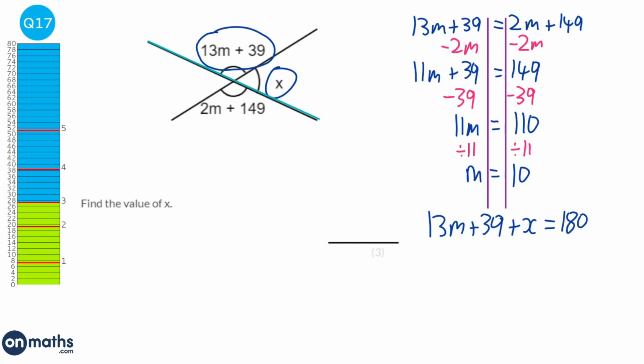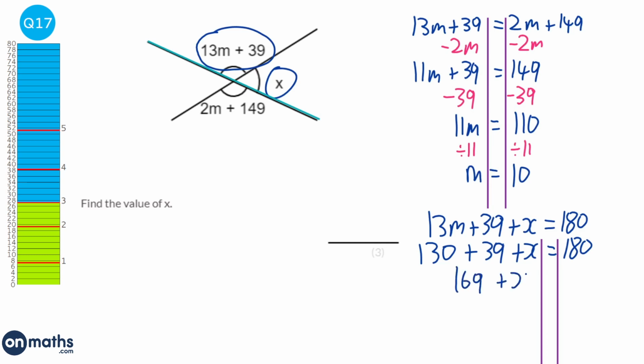So we can solve this. First of all we know what M is, so it'd be 13 times 10, which is 130, and then we can solve this. So let's get my solving lines in. And so that's going to be 169 plus X equals 180. And we're going to just take that away from both sides, the 169. So we've got X equals 11. So the value of X will be 11 degrees.